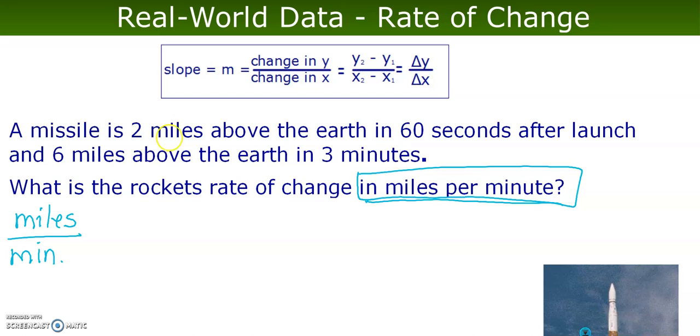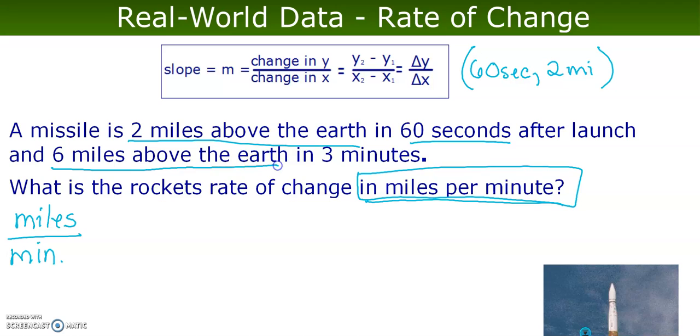So I'm going to go ahead and take a look at my sentence again. A missile is 2 miles above the Earth in 60 seconds. So 2 miles goes with 60 seconds. 60 seconds is my time element. So that's going to be the x value, and the 2 miles is going to be the y value. In my second statement, I have 6 miles above the earth in 3 minutes.